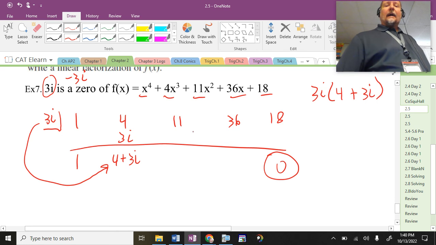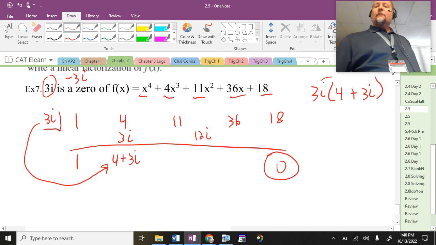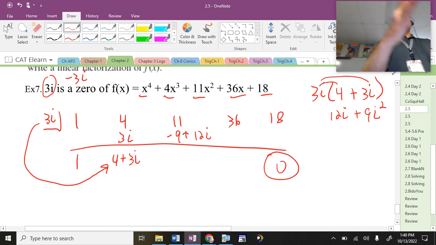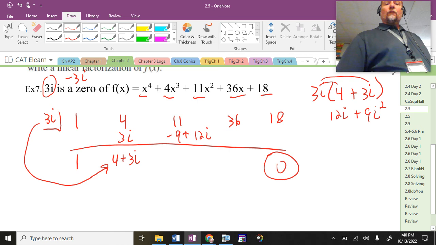That's 12i. You know what? I'm going to write that over there because that's not a like term with 11. And then 3i times 3i is 9i squared. What does 9i squared become? Negative 9. So I'm going to write it like that. So that's why I gave so much space here. You're going to want space. This becomes 2 plus 12i.